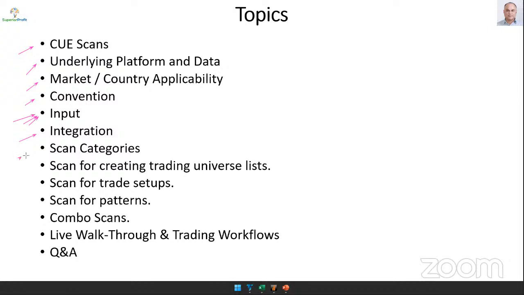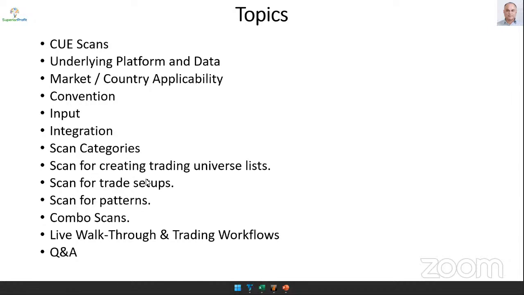Different scan categories, 3 categories. One is for creating trading universe list, one is for finding trade setups. Usually you run the trade setup scans individually. In Q Global, there is also a scan to look for all the trade setups in one go. I will actually go back to Q Global and run that scan. Let me do that.